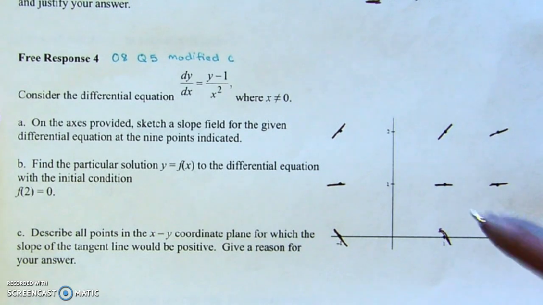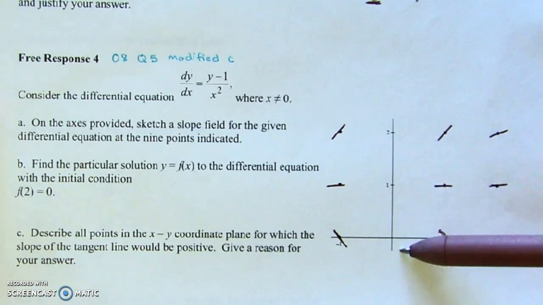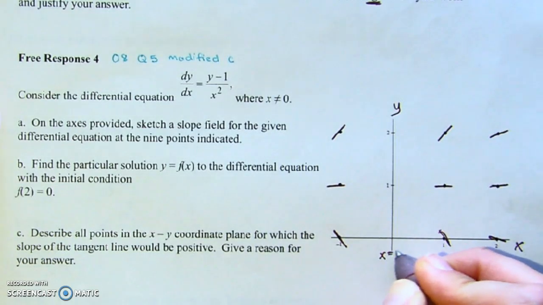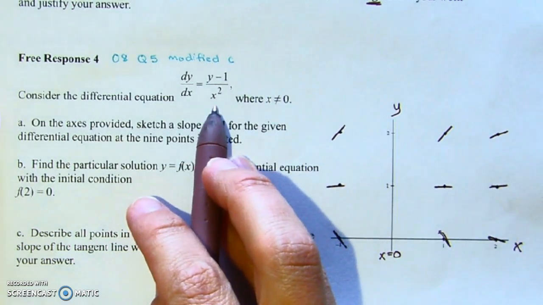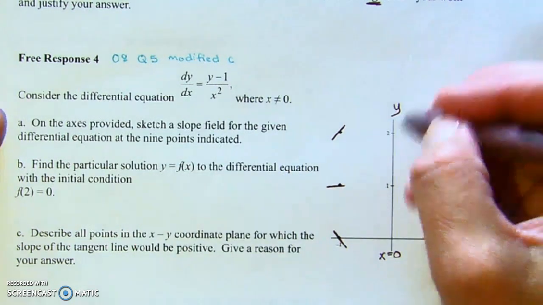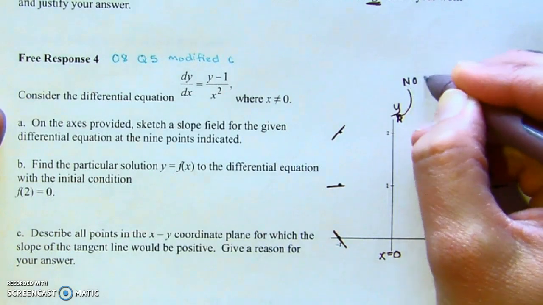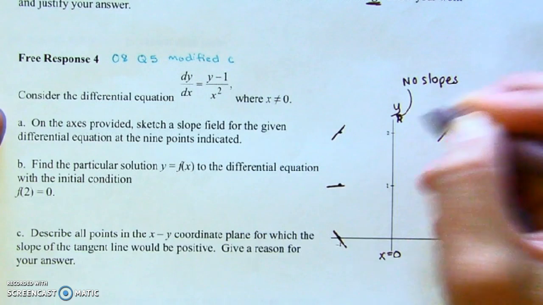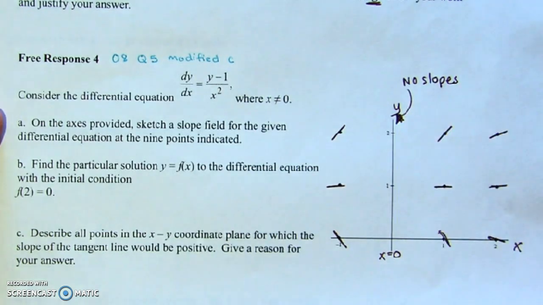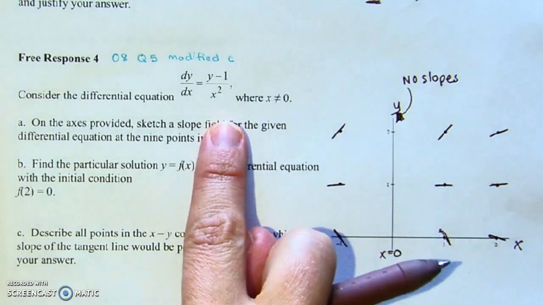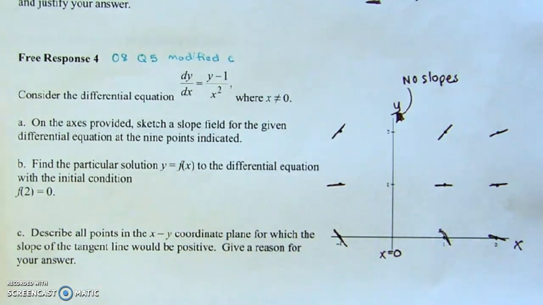Okay, now I show nothing here. How come there's nothing here? It's because, this is x, this is y, when x equals 0, we're dividing by 0, which is undefined. So there should be no slopes on this y-axis, nothing. On the axis provided, sketch a slope field. Okay, we did that. So you should be able to check that.